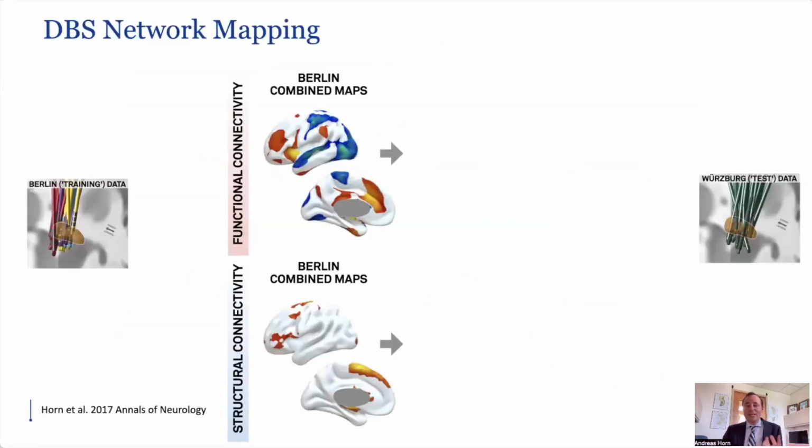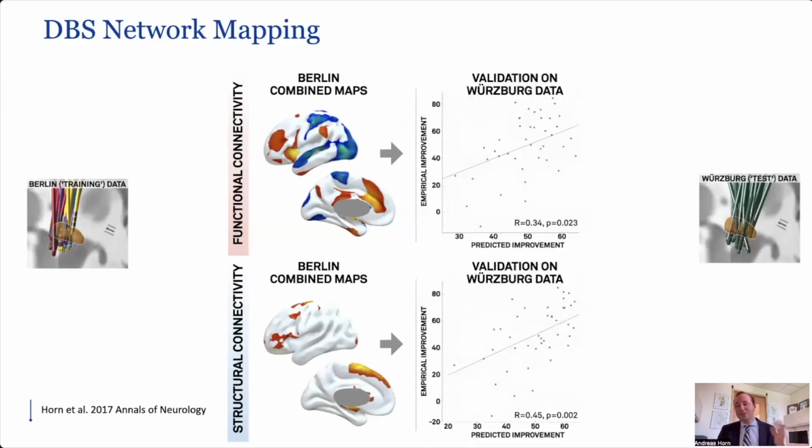Now, based on that, we came up with this optimal connectivity map from the training cohort, and we could cross-estimate improvements in the unseen test cohort from Würzburg. This was the first time we ever had a model explain DBS effects across surgeons and DBS centers. And it was also the first time to use the connectome to do so.